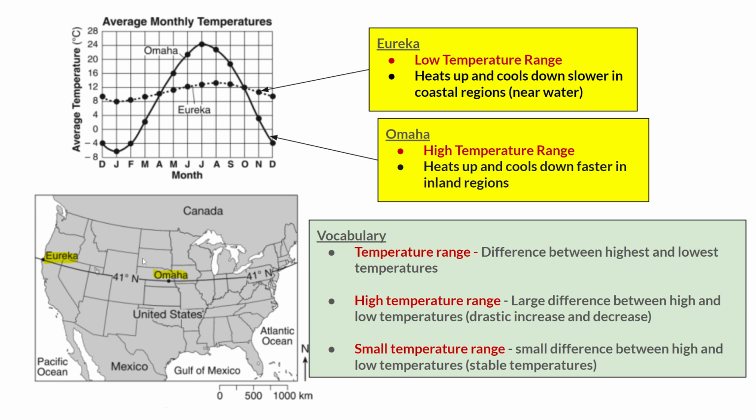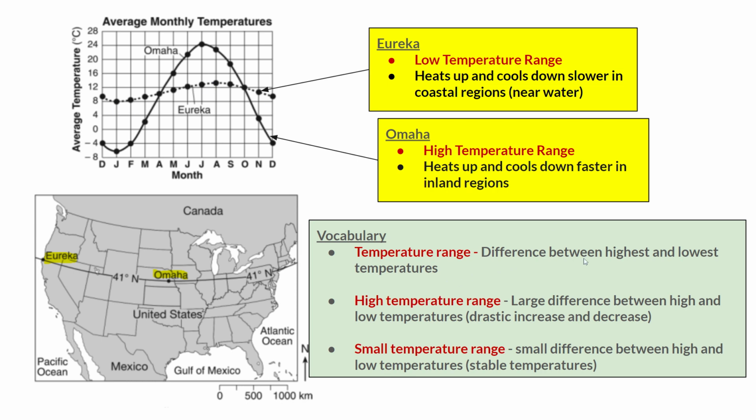Now, Eureka, however, since it's near the water, is influenced by the water, right? And water doesn't change temperature that fast. It doesn't heat up too much. It doesn't cool down too much, and that's why Eureka is also affected by that. So notice that in Eureka, regardless of December, June, July, January, the temperature does go low, and it does go high, but not that much. We call this a low temperature range because Eureka's temperatures heat up and cool down much slower, right? The difference between the higher temperature and lower temperature is not much.